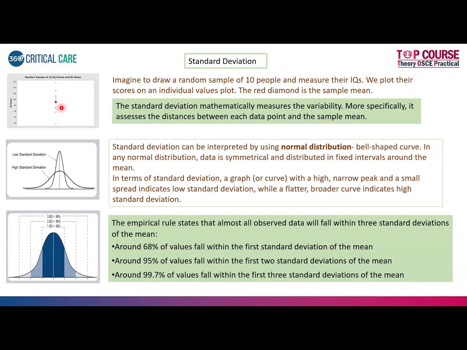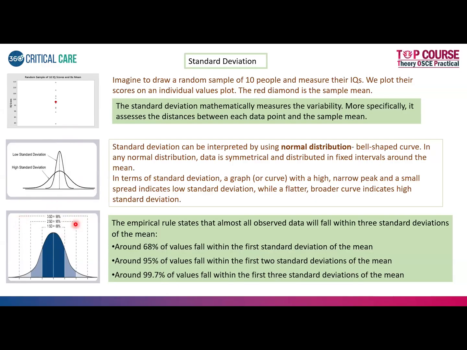Standard deviation can be interpreted using a normal distribution curve, which is the bell-shaped curve. In any normal distribution, data is symmetrical and is distributed in fixed intervals around the mean. In terms of standard deviation, if you have a high, narrow peak and a small spread, that means the standard deviation is low. If you have a flatter curve with a longer base and a broader peak, that means you have a higher standard deviation. Normally this is what you should know.